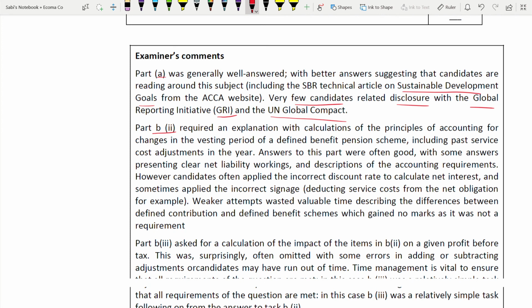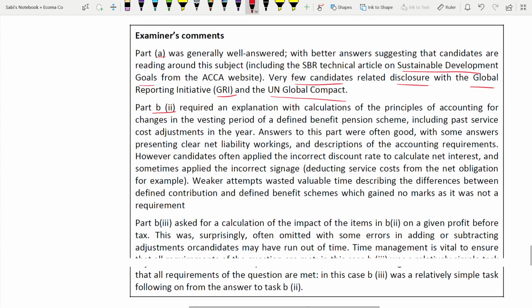How was this answered, where you have to give explanation also? Sorry, the second part of B, they didn't talk about the first part of B. The second part of B is about pension, calculation as well as explanation. Right? This is also good. Examiners said that this was also good. They clearly showed the net liability workings and also description.